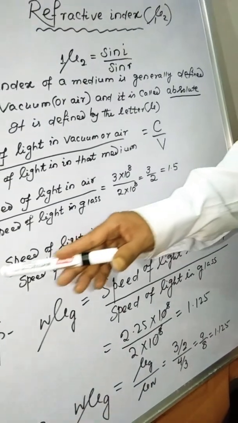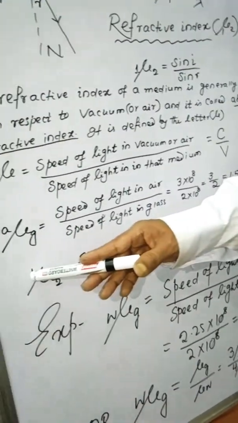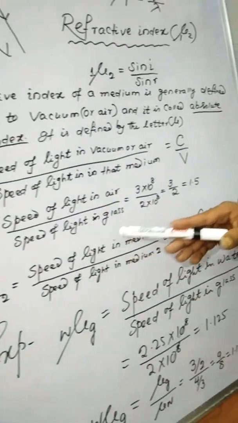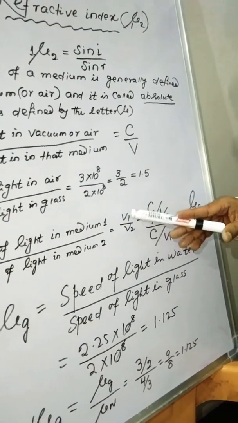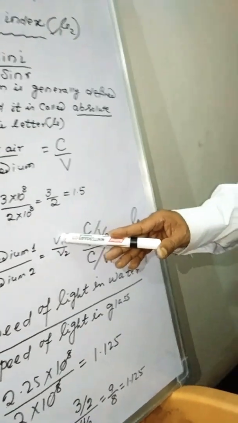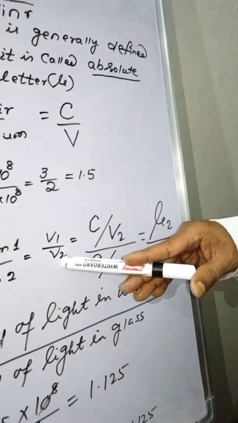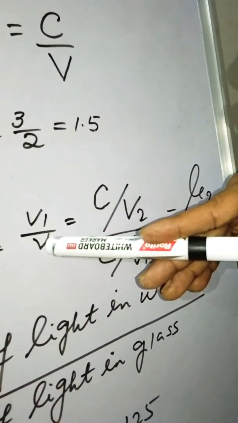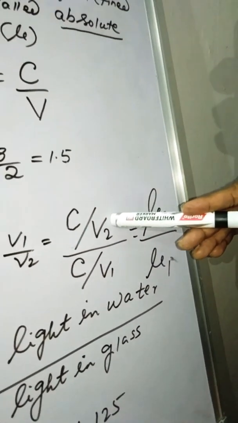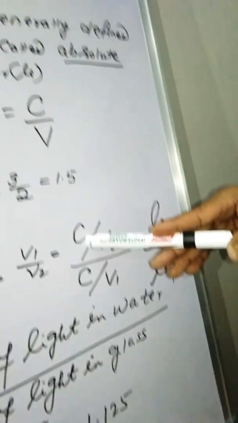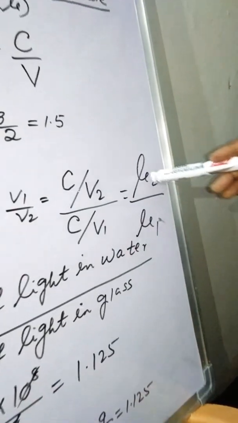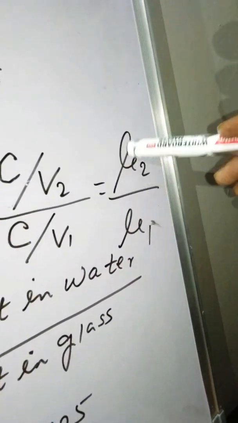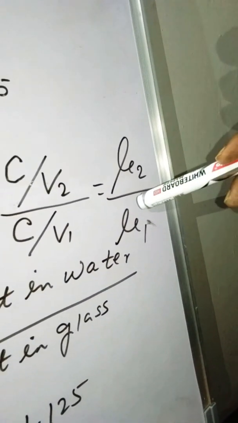The refractive index of medium 2 with respect to medium 1 is equal to the speed of light in medium 1 by the speed of light in medium 2, that is V1 by V2. What is V1? The speed of light in medium 1 is V1. The speed of light in medium 2 is V2. We can write that as (C by V2) whole by (C by V1). C means the speed of light in air or vacuum. So that is equal to mu2 by mu1, where mu1 and mu2 are the refractive indices of medium 1 and medium 2.